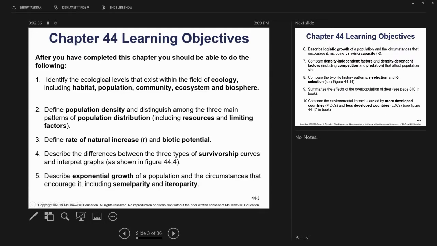Our objectives for this chapter, what you should be able to do, what you should know at the end of this, are listed here. Identify the ecological levels that exist within the field of ecology. So habitat, population, community, ecosystem, and biosphere. You should be able to define those and know how they're related to each other. Define population density, and distinguish among three different types of population distribution.